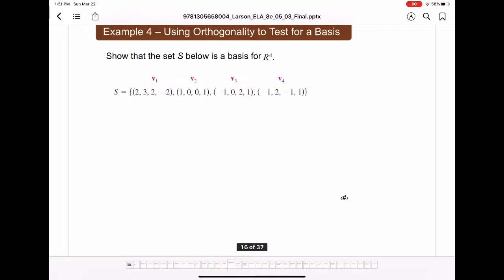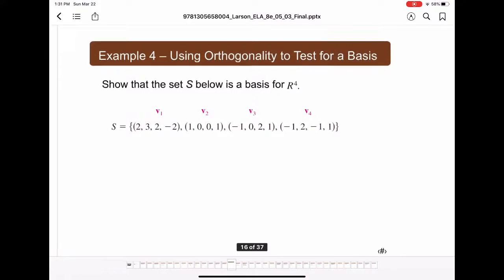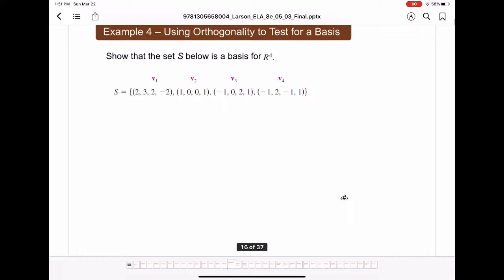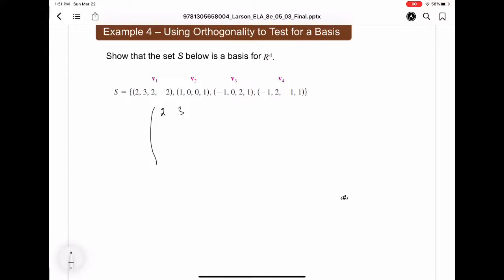Now let's consider the following example. The set S is a basis for R4. You have 4 vectors, and you need to show that this is a basis of R4. Pretty easy, we know how to do that from the previous chapter. I write in matrix form: 2, 3, 2, negative 2; 1, 0, 0, 1; negative 1, 0, 2, 1; and negative 1, 2, negative 1, 1.